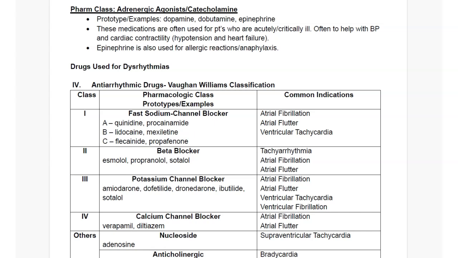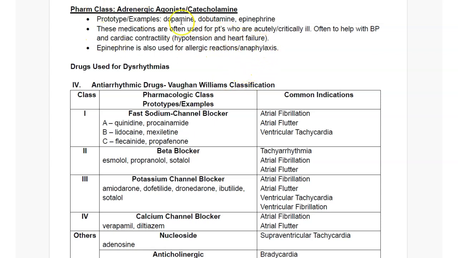Also remember that another example of an adrenergic agonist is epinephrine, and epinephrine is also used for allergic reactions or anaphylaxis in the form of an injection. I mean, it's very short, but this is very important to know.